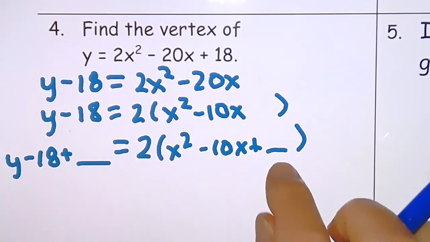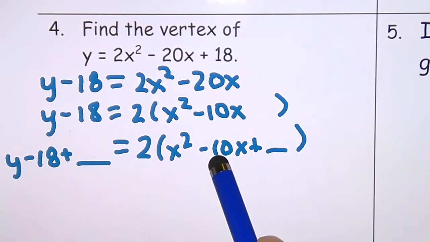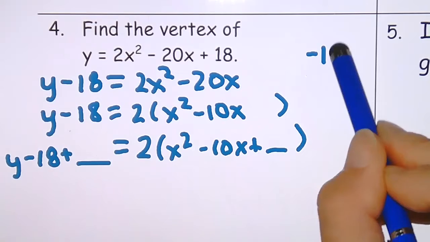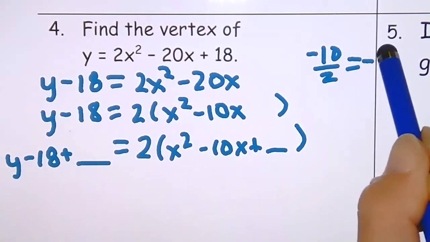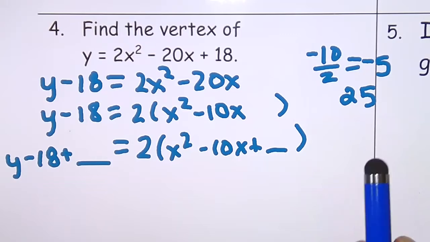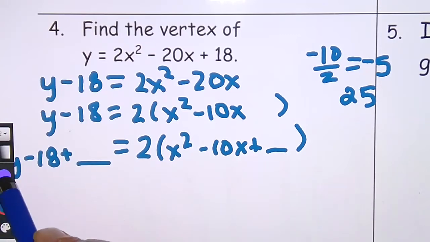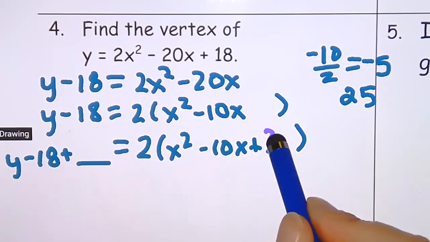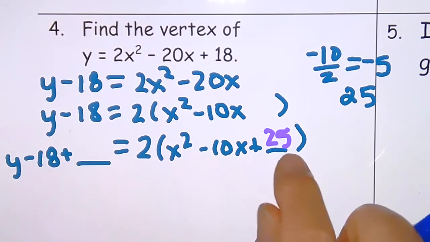So to complete the square, what I do is I look at my b, which is negative 10. I take half of it, which is negative 5. And then I square that, which is going to be a 25. And that's what I'm going to be putting in here. So this is going to be a 25. That's going to make this a perfect square.